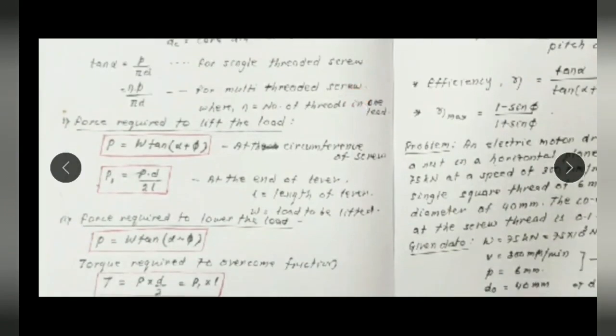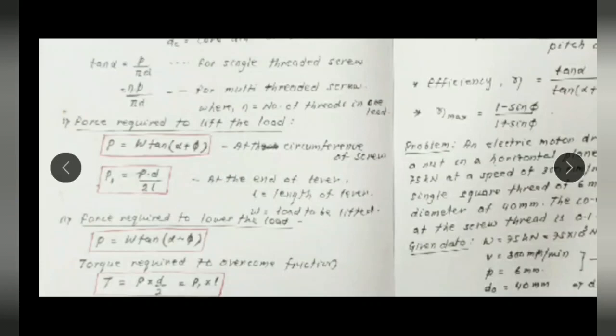Next term: what is the force required to lift the load? For this we use the formula P equals W tan(alpha plus phi), where W equals the load to be lifted by the screw jack, alpha equals the helix angle of the screw, and phi equals the angle of friction. This is the force required at the circumference of the screw.